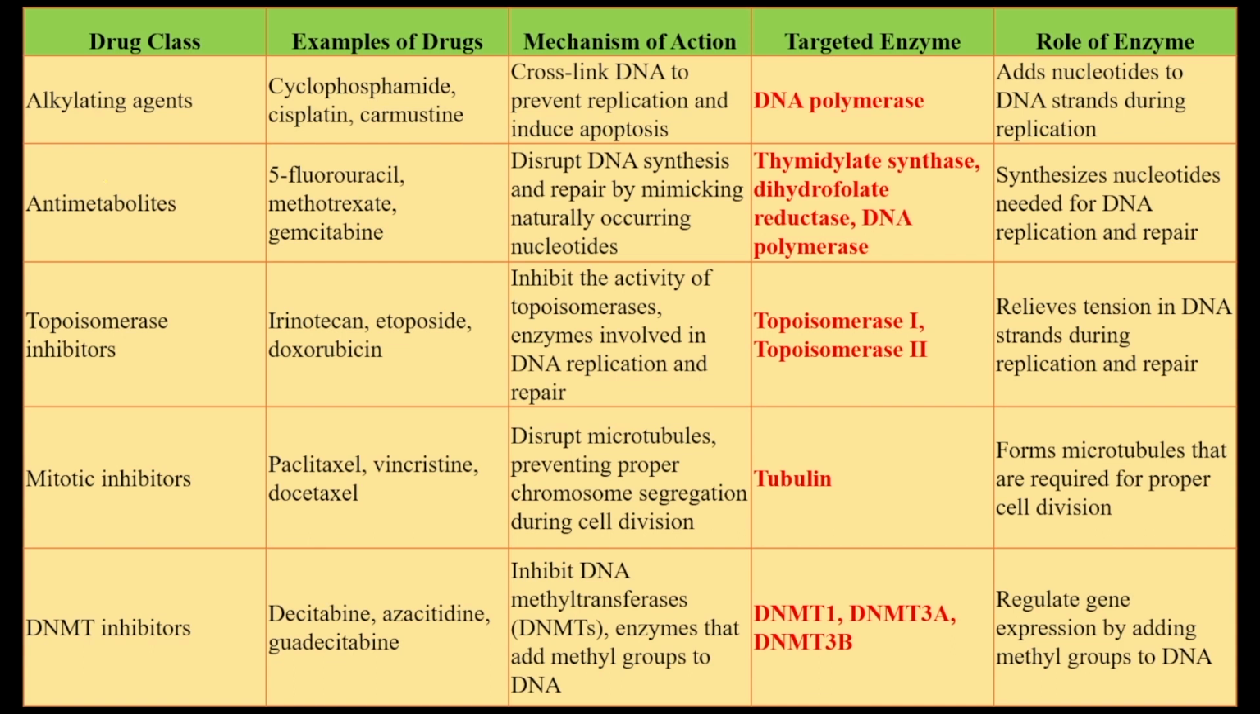So these are some of the drug molecules that are being developed. You can have alkylating agents, anti-metabolites, topoisomerase inhibitors, mitotic inhibitors, and then you also have DNMT inhibitors. For alkylating agents, you have drugs like cyclophosphamide, cisplatin, and carbamazepine. They cross-link the DNA to prevent replication, and the target enzyme is DNA polymerase, right? DNA polymerase is the enzyme which is involved in DNA replication, right?